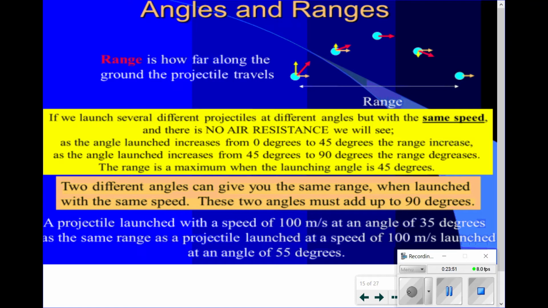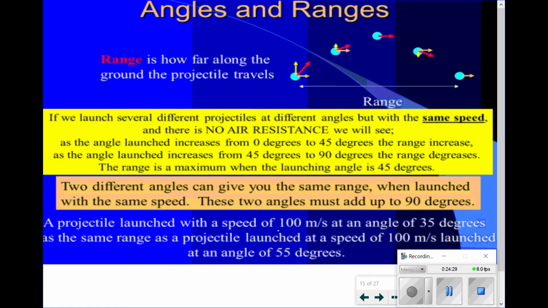It's also important to note that my range can be duplicated. Often I have two angles that will give me the same range. Those two angles always add up to 90 degrees. They're always complements of each other. So if I fire a projectile at 30 degrees and another one at 60 degrees, they will land in the same place, provided that the speed that they were both thrown at was exactly the same.